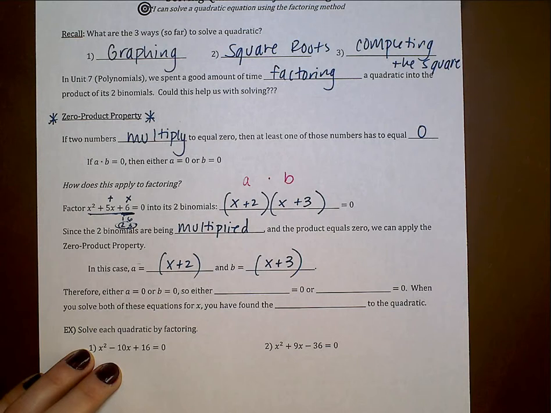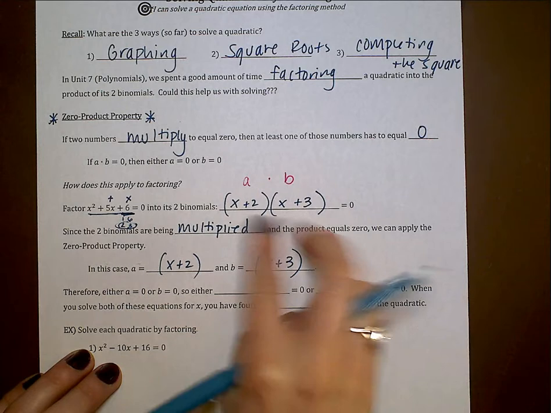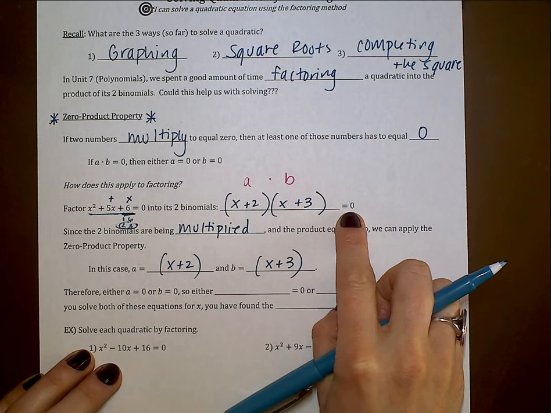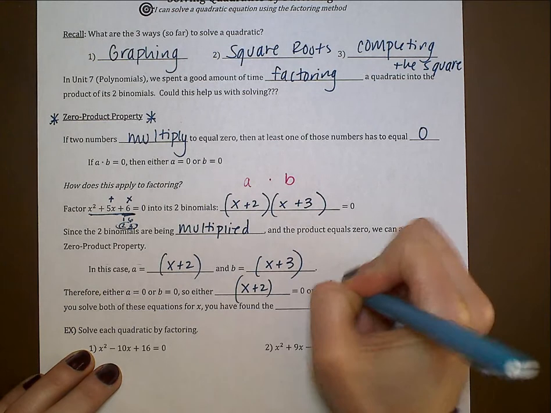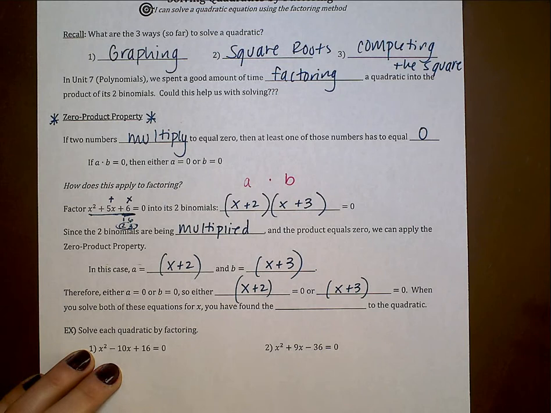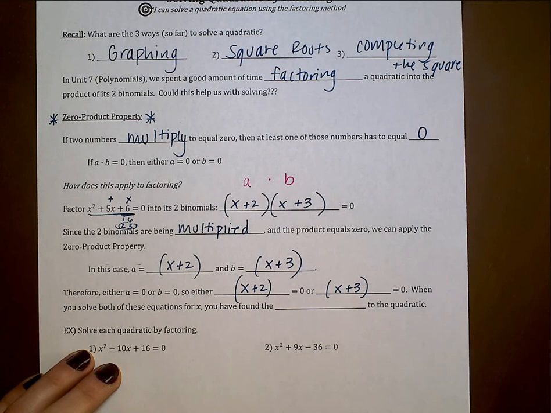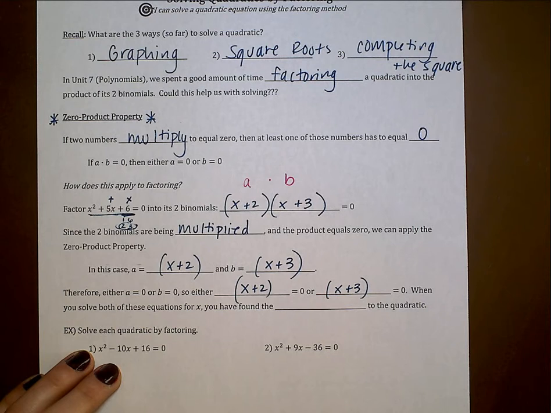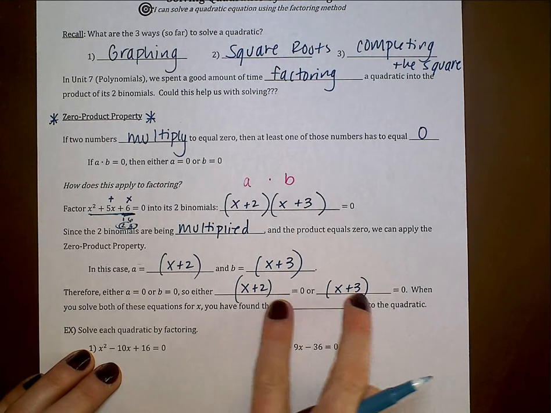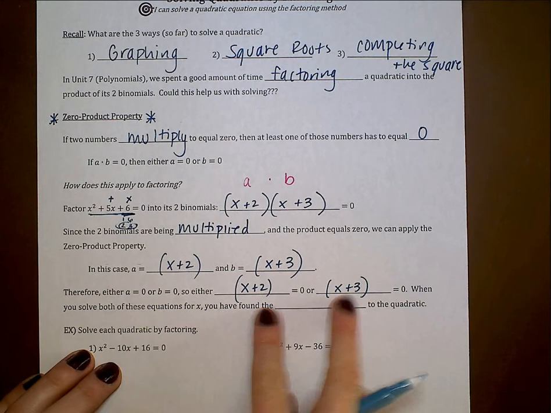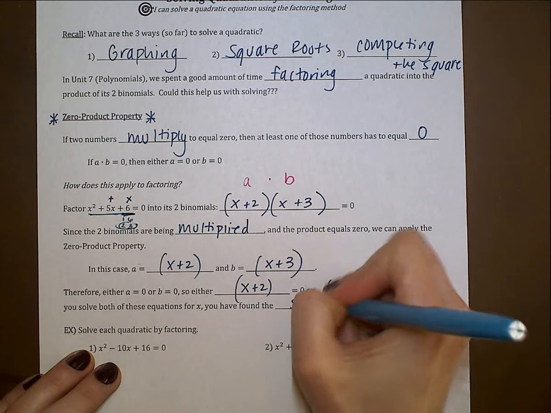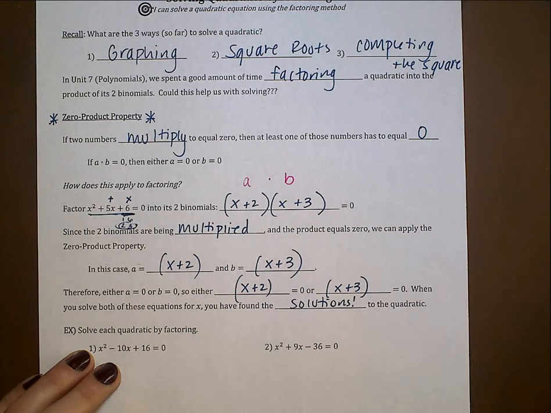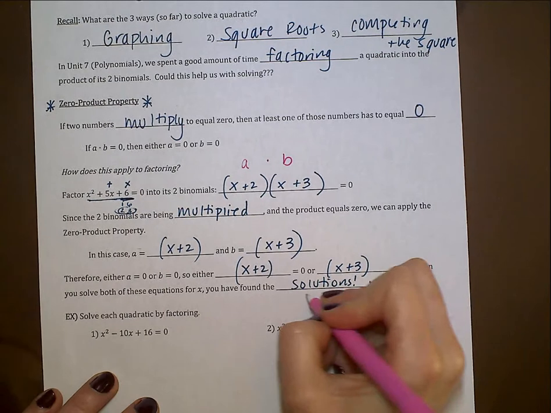So therefore, using what this property says, one of these factors has to equal 0 if I'm multiplying them together to get a product of 0. So either x plus 2 equals 0 or x plus 3 equals 0. Or maybe both of them equal 0. I don't know. But I know at least one of them has to equal 0. So if I write these 2 equations as my 2 options here, when I solve both of these equations for x, that means I found the solutions to the quadratic. Yay!